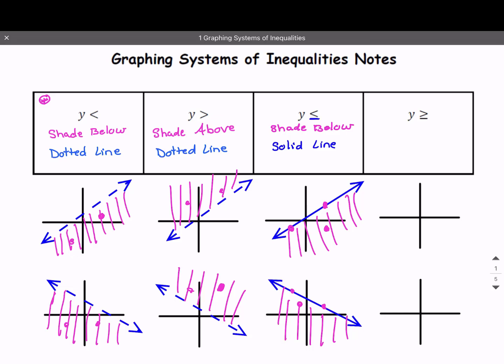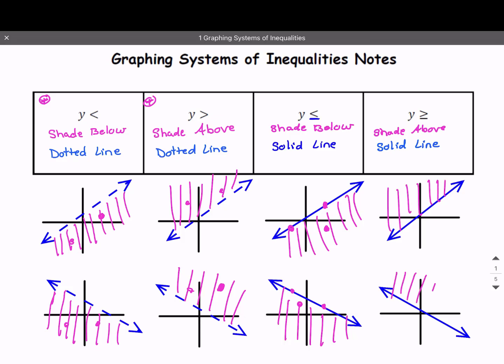Since y is greater than, it's going to look like our second one. We're going to shade above. And since there's an or equal to, we can be on the line. So we graph a solid line. We can have an increasing line or a decreasing line. We shade above. And any point on the line or in the shaded region would solve the inequality. So those are the only four possibilities when we go to graph an inequality.